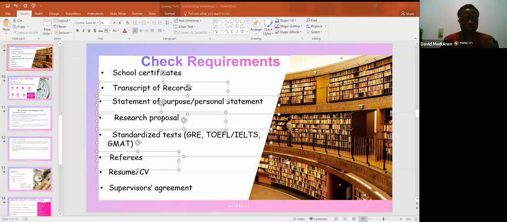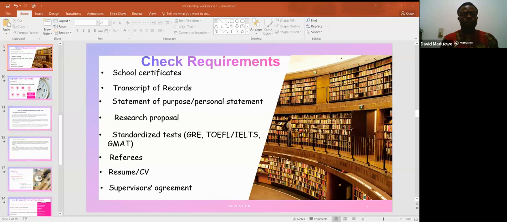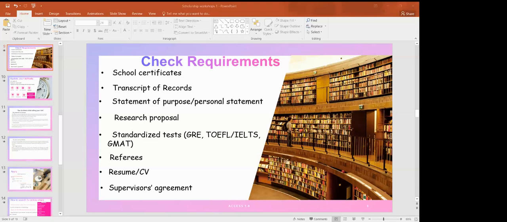Any question? Yes, please. Regarding the resume or CV, in a situation where it is not stated that it must be 2 pages or 3 pages, can it be up to 5 or 6?